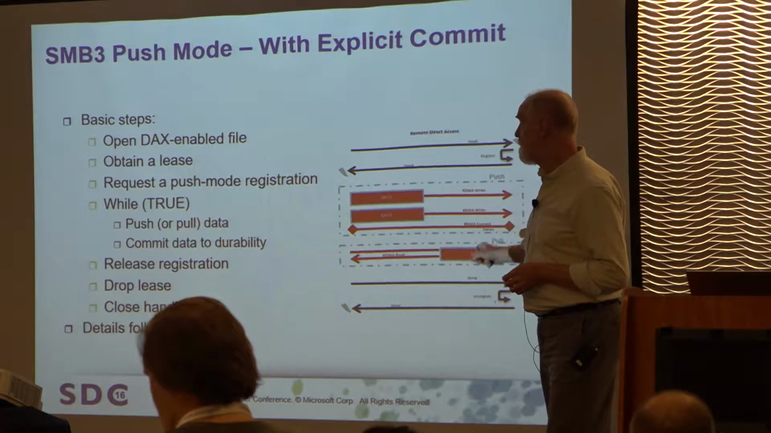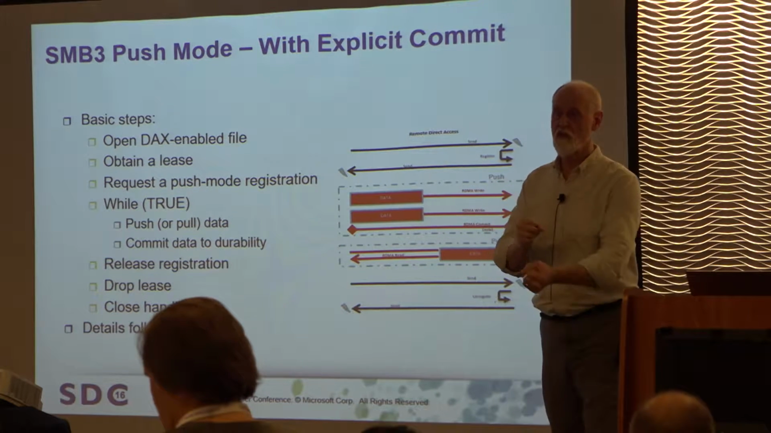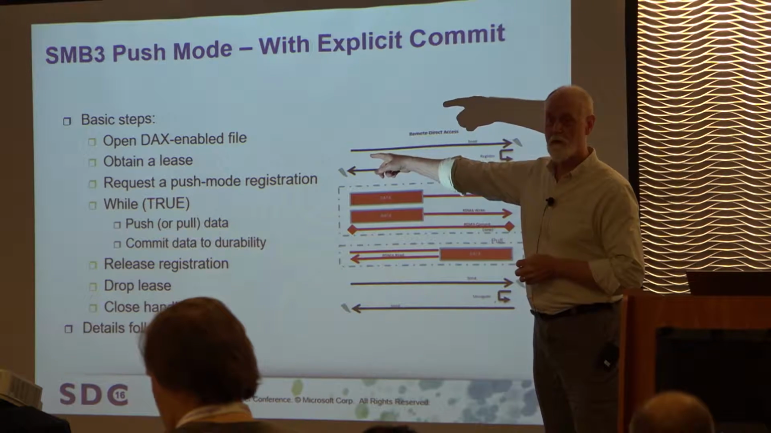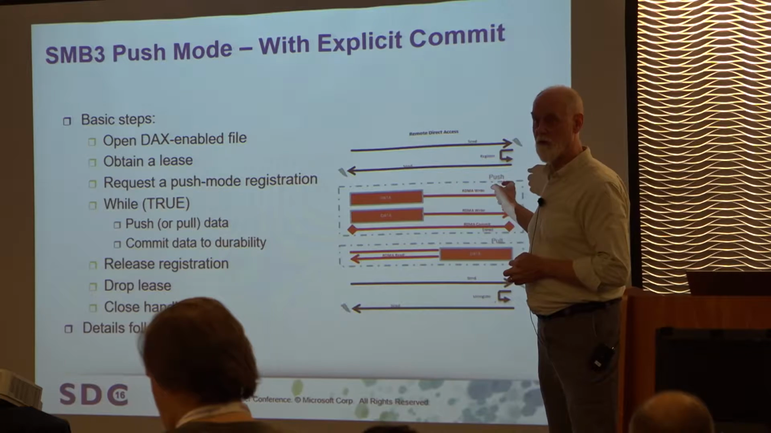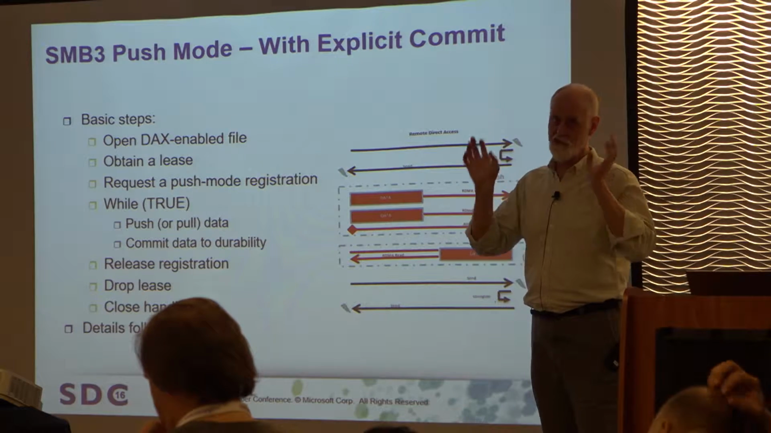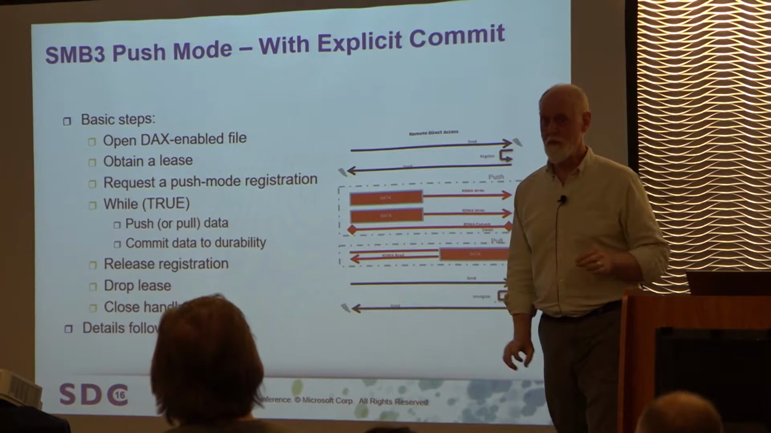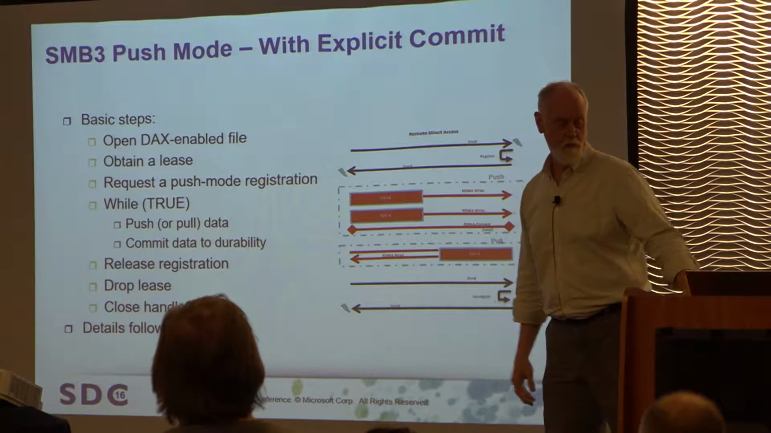And the commits would basically serve the function that a flush does at the SMB3 layer, but only for one of these DAX-enabled files where we're actually writing to memory, right? Otherwise, we have to signal the CPU. So that's the rough schematic of how it works. There's a little bit more about leases and things.